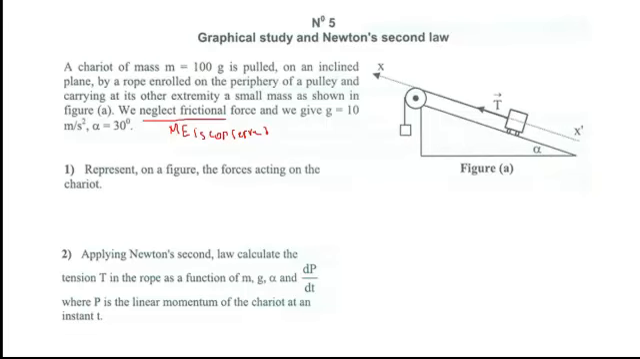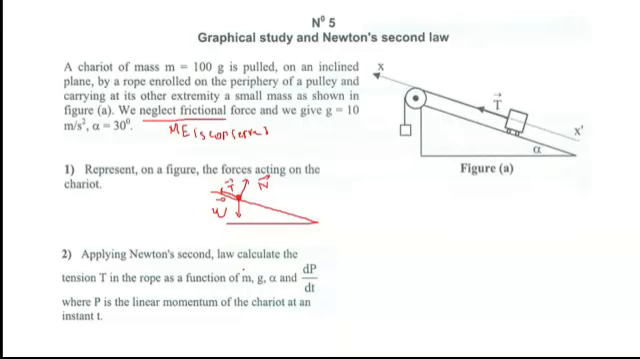Represent on the figure the forces acting on the chariot. So as forces here, we can represent the chariot as a particle and represent the forces. We have the weight, we have the normal force, we have the tension, and it says there's no friction, so that's it. This is how we represent the forces.